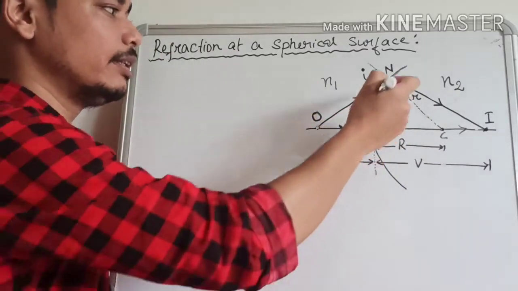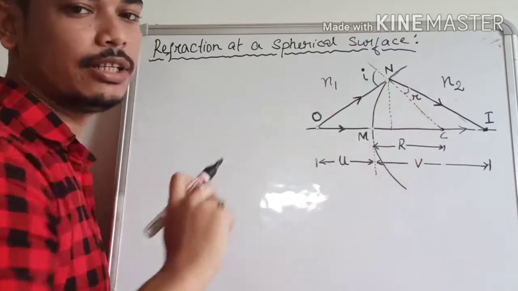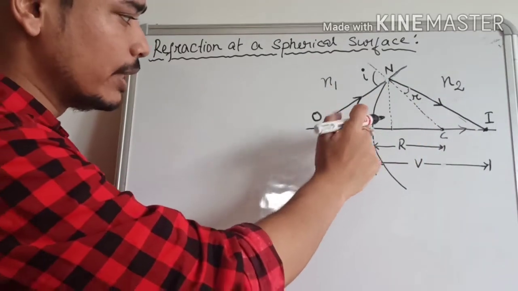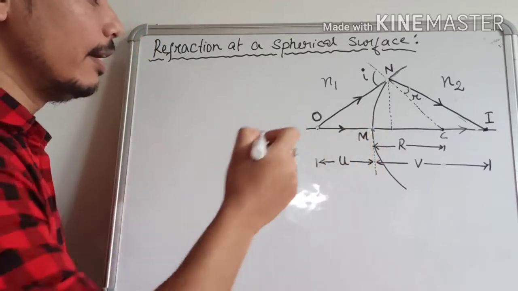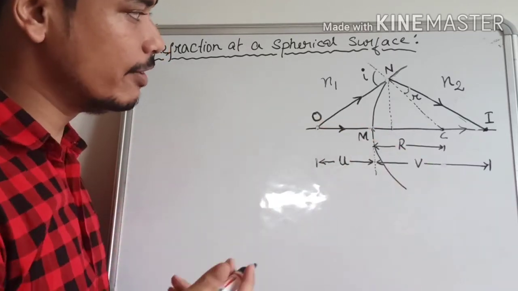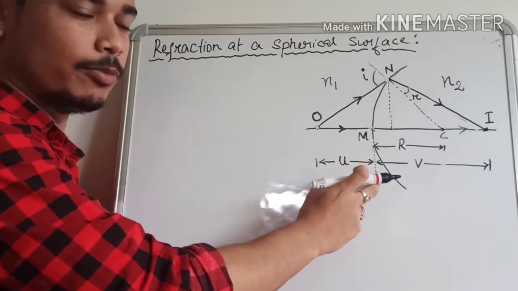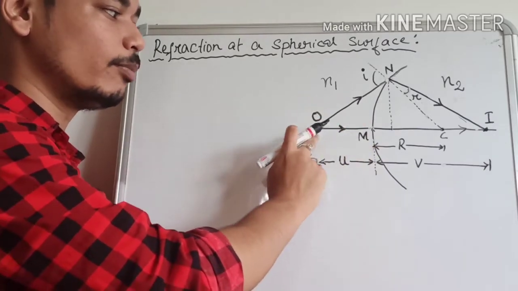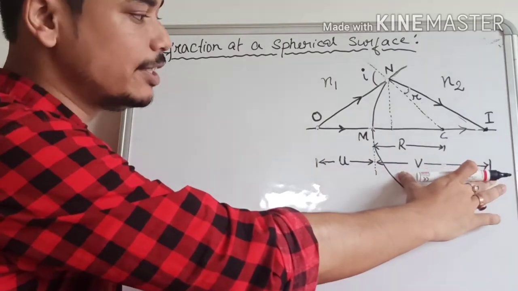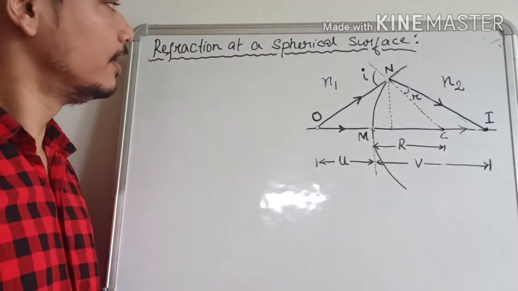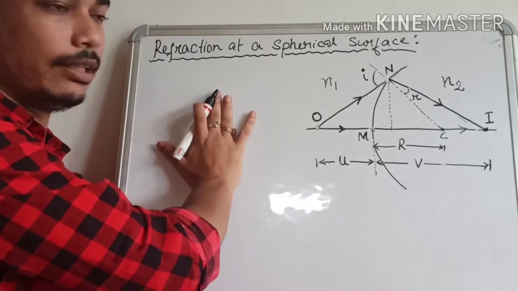So the angle between the refracted ray and the normal will be the angle of refraction, small r. Now we consider the center of this spherical surface, this point, to be M. Capital R is the radius of curvature of the spherical surface. Small u is the object distance, which means the distance of the object from the spherical surface, and V is the distance of the image from the spherical surface. So now we will begin the derivation of this phenomenon.